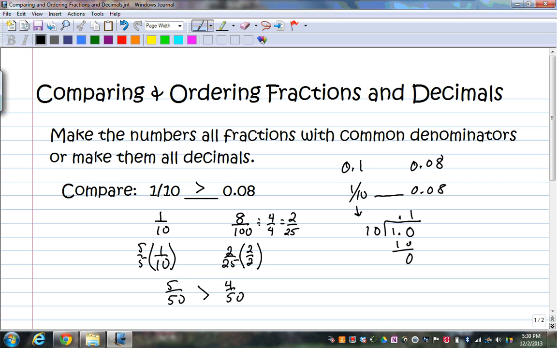Now, when you compare decimals, it's real easy. You go place by place. So I start here in the ones place. They're the same. Then I go to the tenths place. Oop, 1 is bigger, so we know that this number is bigger. That's the way you compare decimals. You just go place by place until you find something that's bigger.